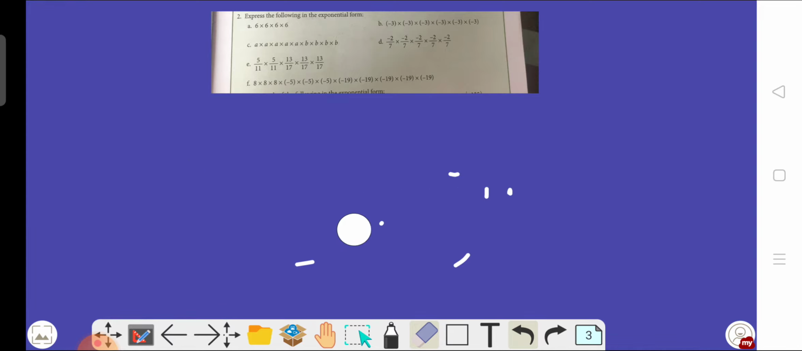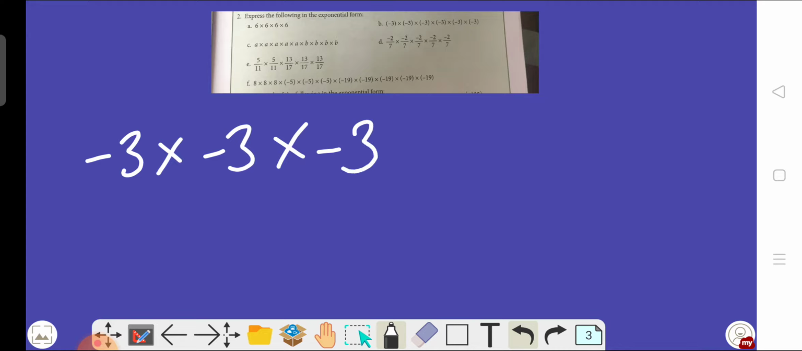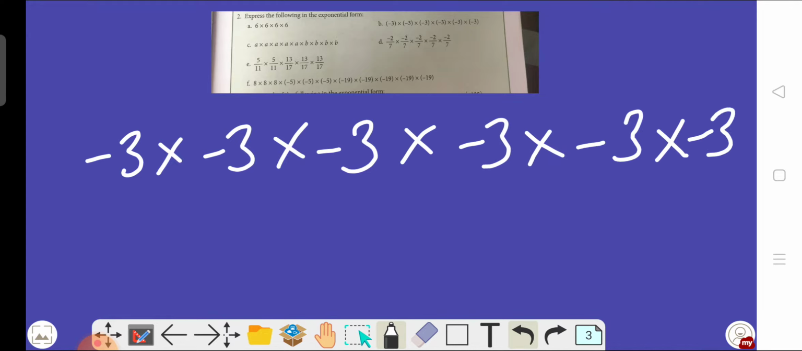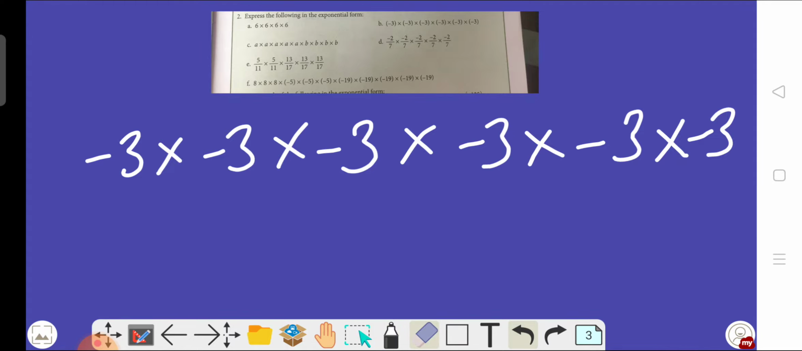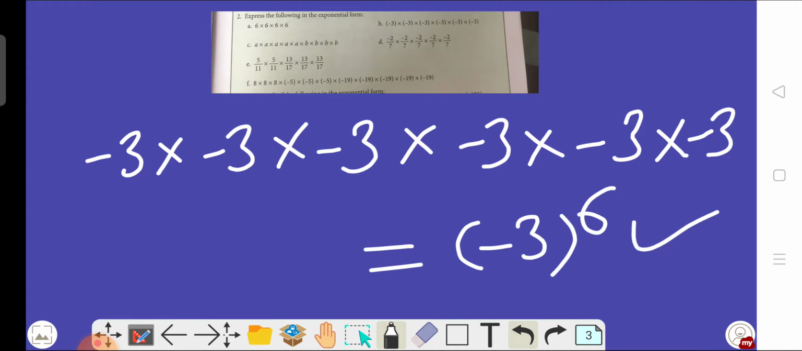In the same manner, we have to do the b part. How many times is 3 repeated in the b part? 6 times. Minus 3 multiplied by minus 3 multiplied by minus 3 multiplied by minus 3 multiplied by minus 3 multiplied by minus 3. How many times repeated? 1, 2, 3, 4, 5, 6. So the exponential form is minus 3 raised to the power 6. Okay, this is the answer.